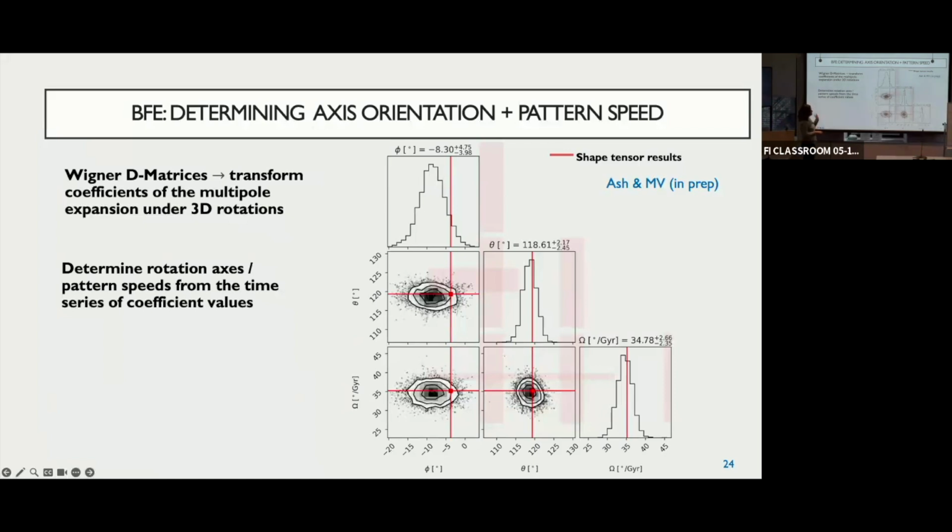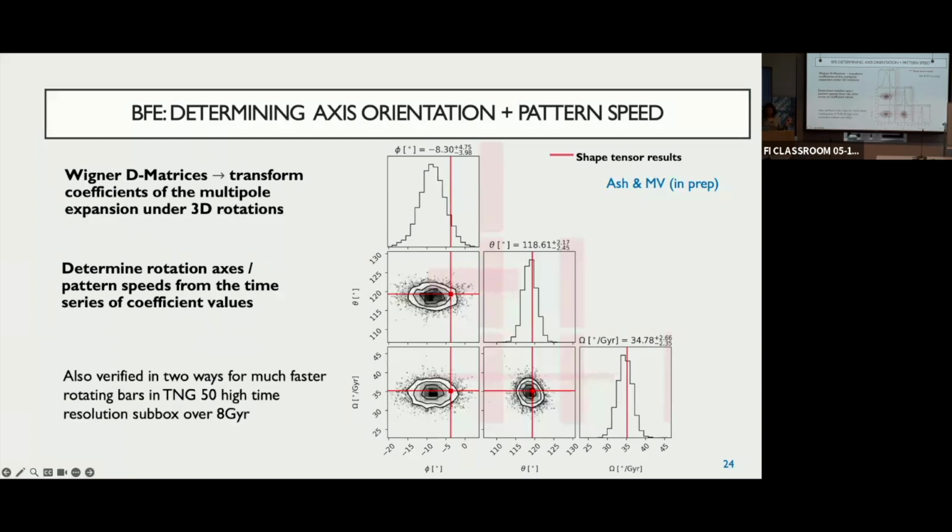So Neil used MCMC to try and constrain the angle of the rotation axis and the pattern speed, and these vertical lines basically show the values we got from the shape tensor method. You notice that this angle here is at -8 degrees. I actually believe the Wigner-D matrices are doing a better job. I believe this number and not the shape tensor, because that's more sensitive, and it's only accurate to 5 degrees. So anyway, this is great because you can do this.